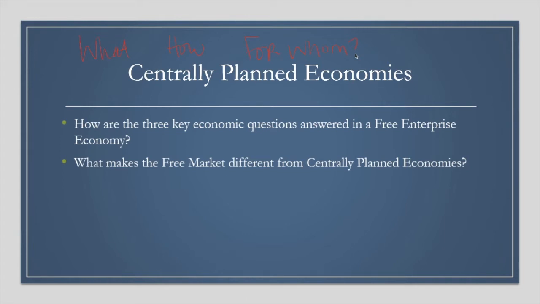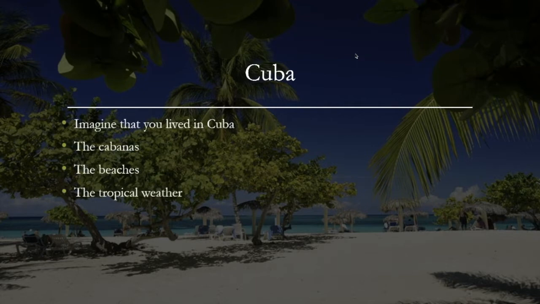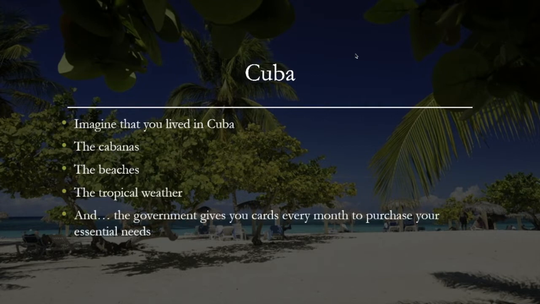So how is that different from centrally planned? Well, let's look. First I want to think Cuba. Oh my gosh, can you look at that beach? Can you just imagine? I mean, it's winter, but it's Arizona winter, so really we just have dry, cold. I don't know. But I'm imagining beaches, beautiful sandy beaches, the cabanas, the tropical weather. But then you have to think, wait, what?